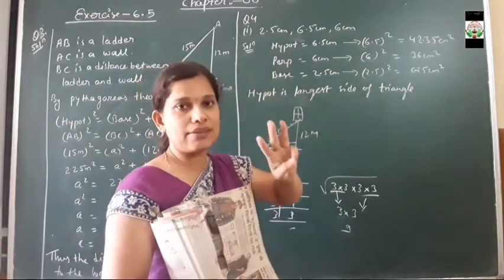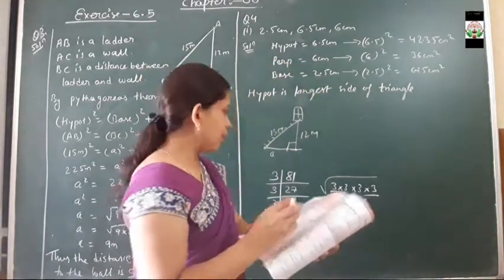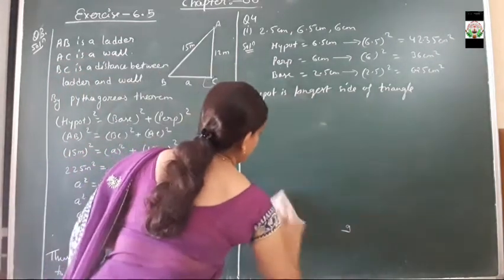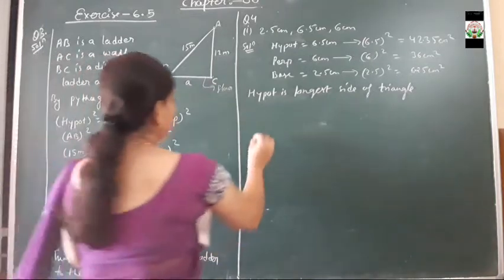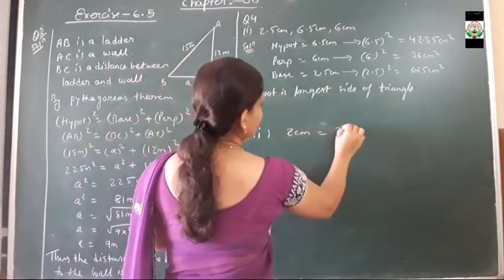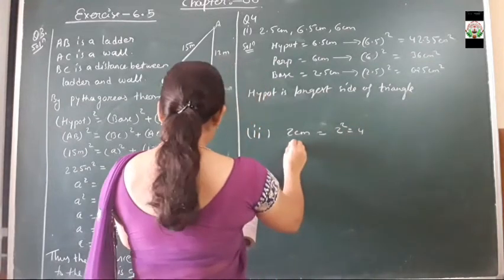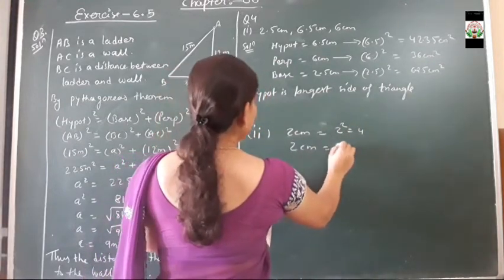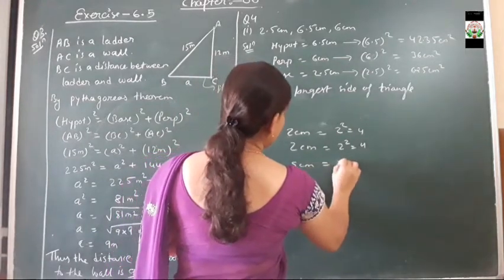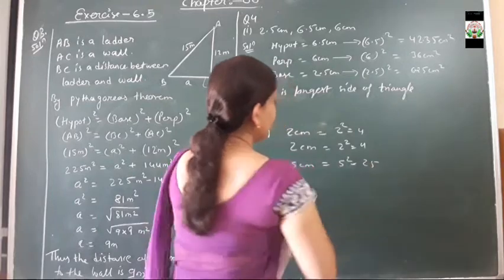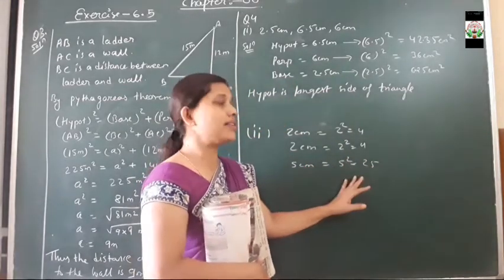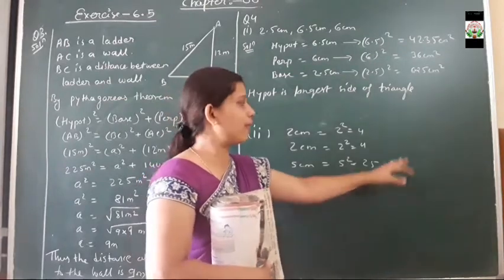The 3 numbers are given. Suppose in the second part, what are the numbers given to us? The numbers are given as 2 centimeter. The square of 2 centimeter will be 4. In the same way, 2 centimeter again will be 4, and the last one is 5 centimeter, which is 5 squared, that is 25. So will the base and hypotenuse values be the same? No, it is not possible. So hence a right angle triangle is not possible for this measurement.